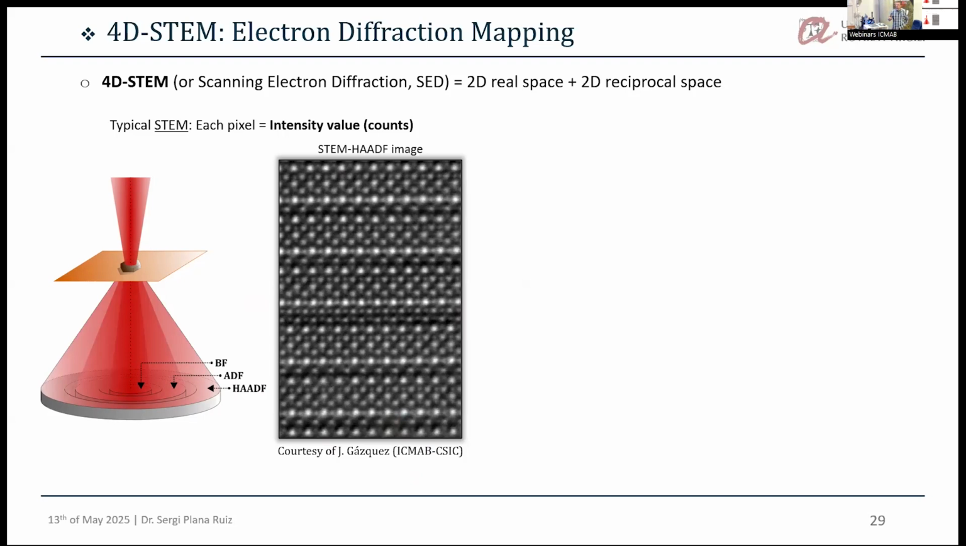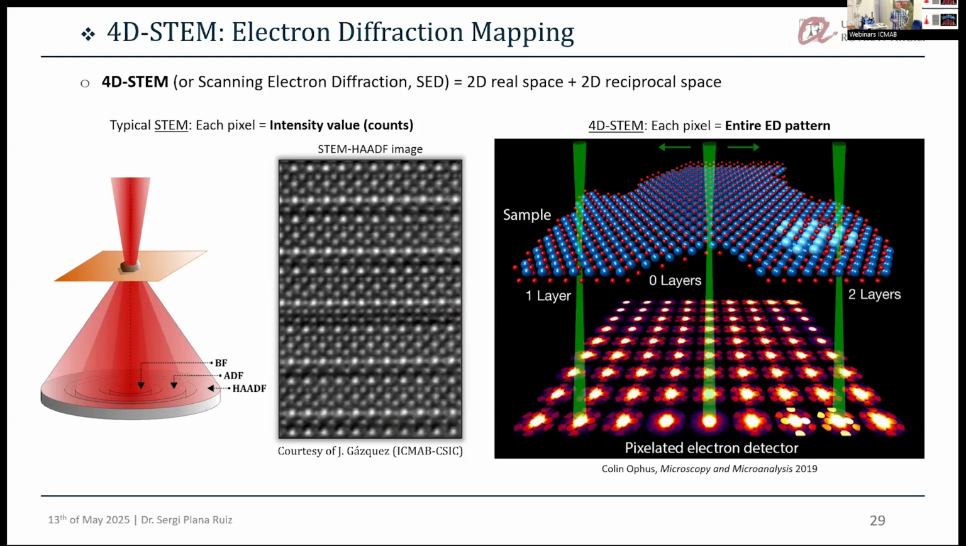Now, for 4D-STEM, what do you do here? Basically, in every pixel that we have here, we acquire a diffraction pattern, right? That's why it's called 4D-STEM, because we have 2D scanning in real space and 2D for each diffraction pattern that we have. So 2 + 2 is 4. That's why they call it 4D-STEM in that case.